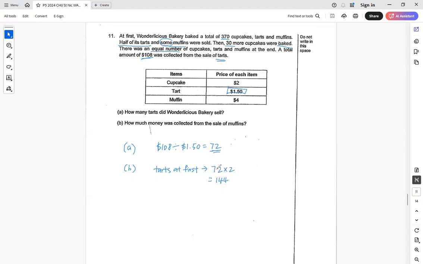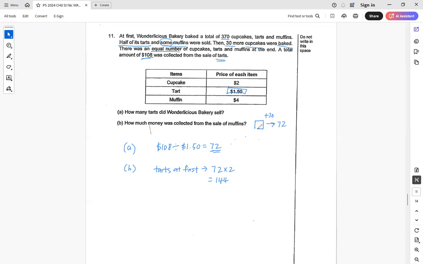And then remember I said that there were 72 tarts left, right? That means muffins and cupcakes also got 72 in the end. So if we look at cupcakes, 30 more cupcakes were baked. We don't know how many at first. For those who cannot see, I'll write it down. At first, we don't know how many cupcakes. But after baking, I'll put a plus 30, you have in the end 72 cupcakes.